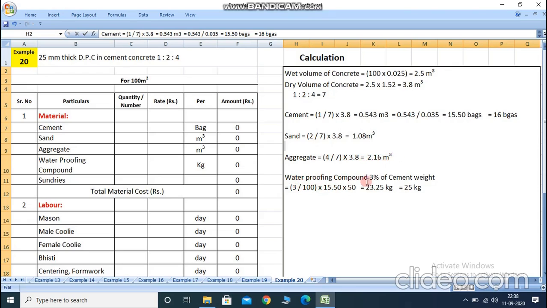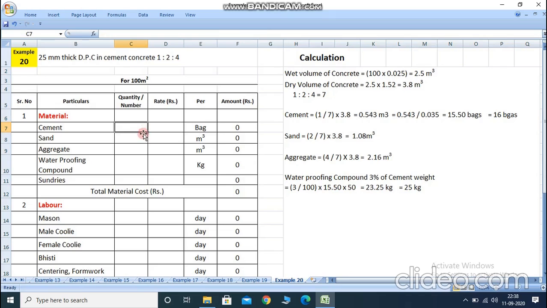Now for the waterproofing compound, 3% of the cement weight, so 3 divided by 100 multiplied by 15.15 multiplied by 50. So we got the answer 23.25 kg, which means approximately we take 25 kg of waterproofing compound. Now all these values we put here in a rate analysis sheet.